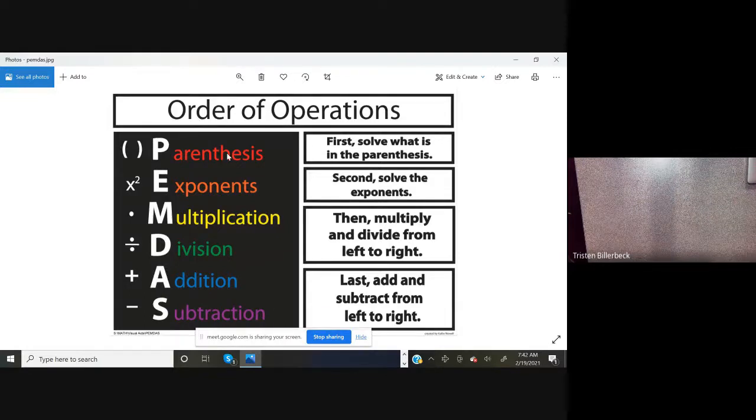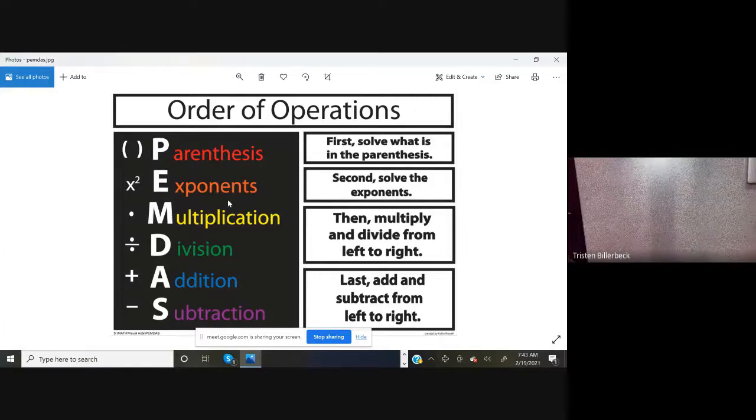So parentheses are grouping symbols. Parentheses could look like these parentheses. They could be brackets. They could be absolute value signs. Parentheses are always done first. Next, what we do is exponents. Exponents is when we have something with an exponent, a superscript number.